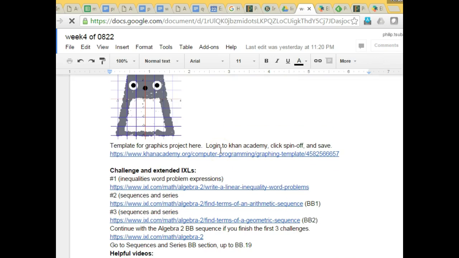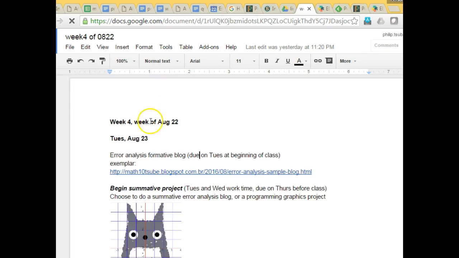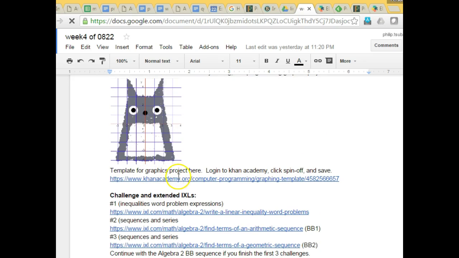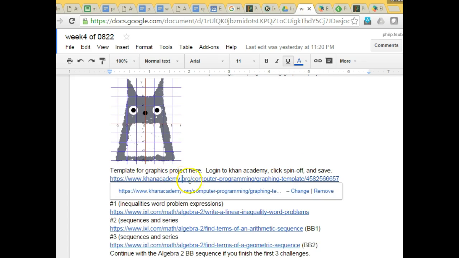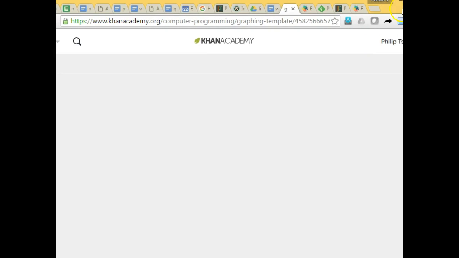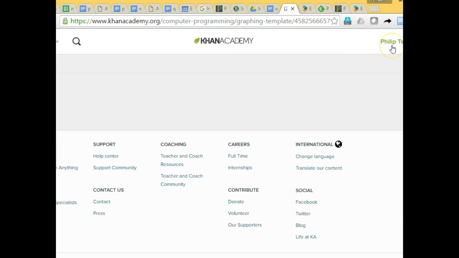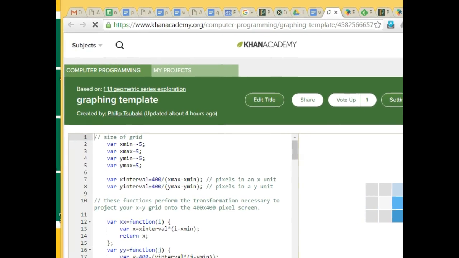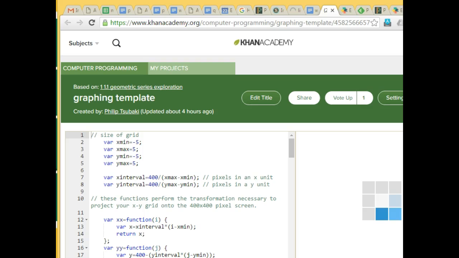So we're going to go down a little bit, and then you can see the picture of my first project. And then it says there's a template for the graphics project here. You're just going to click on that. And then after you do that, for sure you want to log in to your Khan Academy. In my case, I'm logged in here, see? So log in there because you want to make sure that your work is saved every time you work on it, okay? And it goes right to the graphing template.